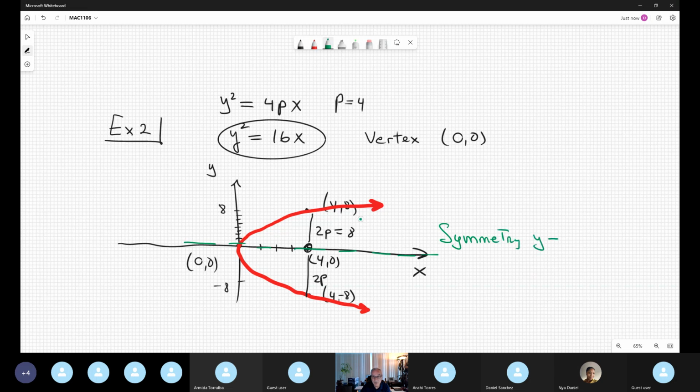It's obvious that it is y = 0, no? It's a horizontal line. Any horizontal line is y equal a number. Any vertical line is x equal a number. You know that. And the directrix is at the same distance, 4.